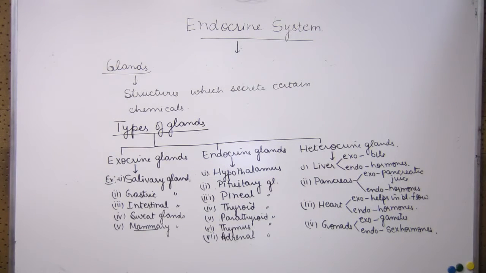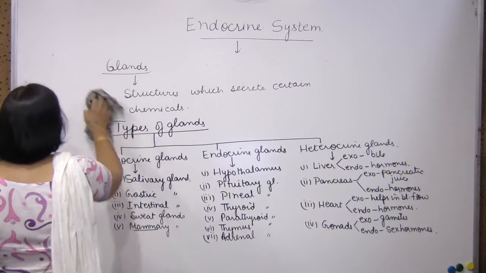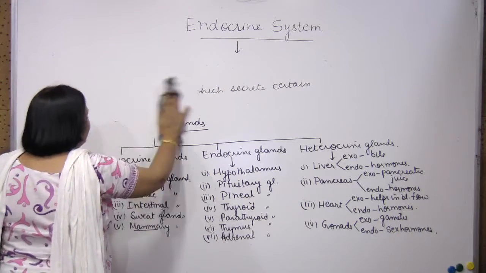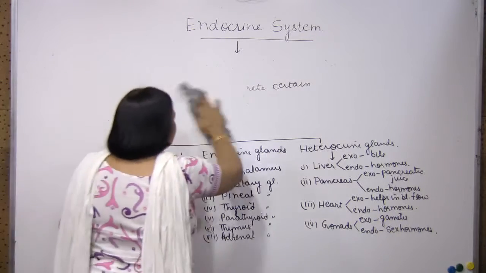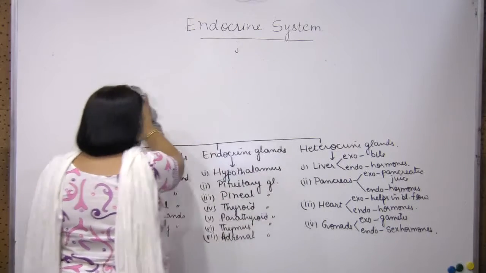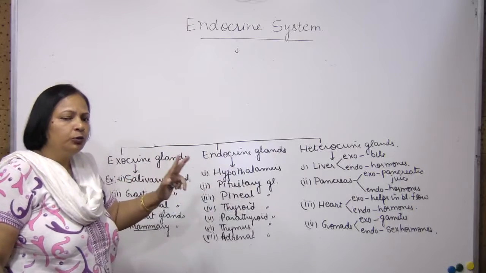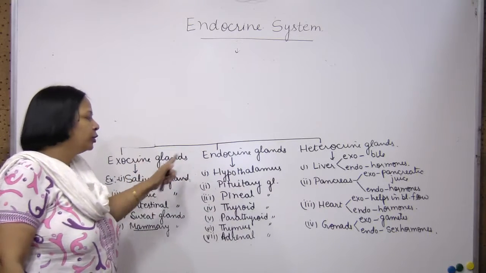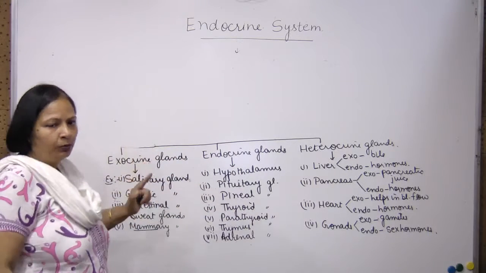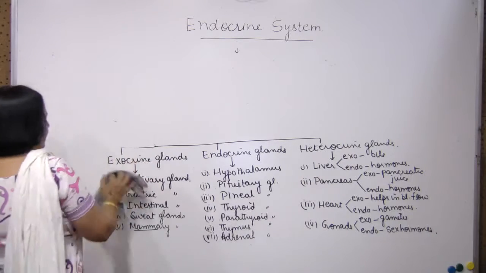So okay students, now what we have studied, that mainly two types of glands are there. Heterocrine is the mixture of exo and endo, but the two main types of glands are exocrine glands and endocrine glands. Both secrete something. Let's see.